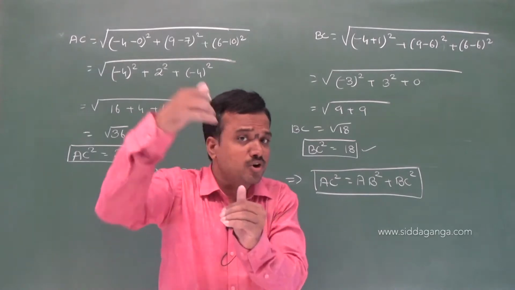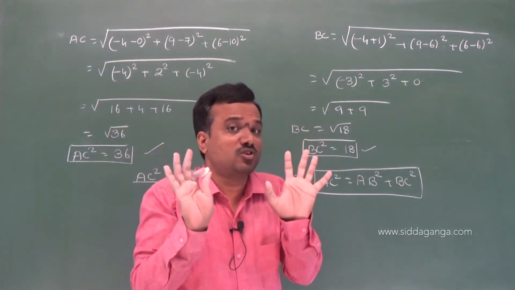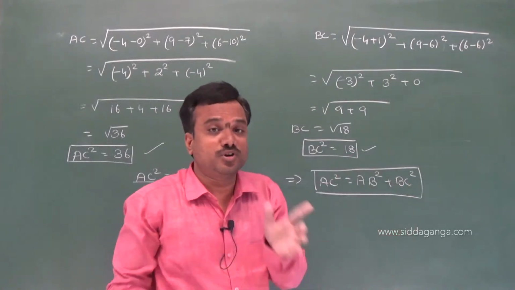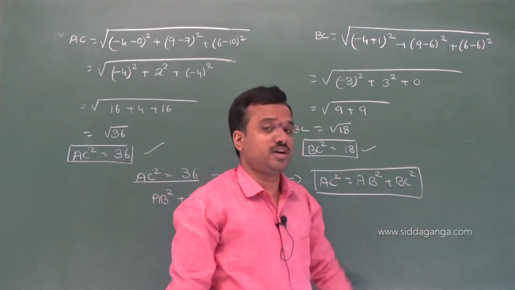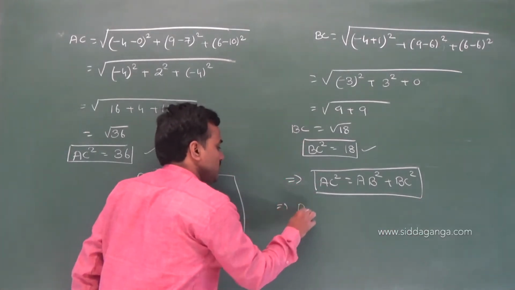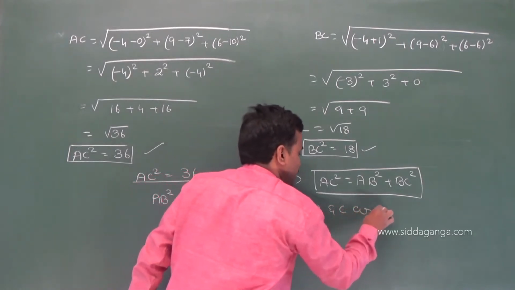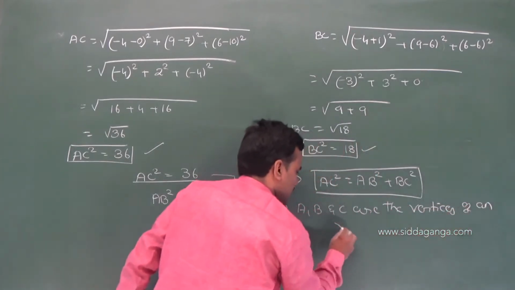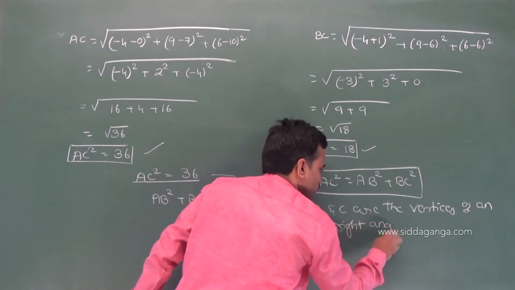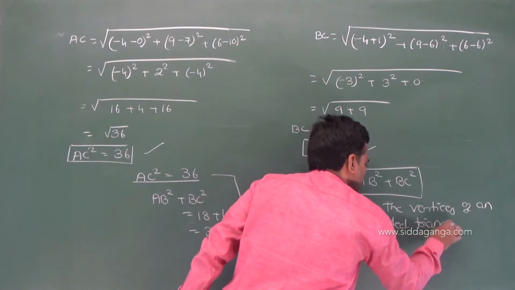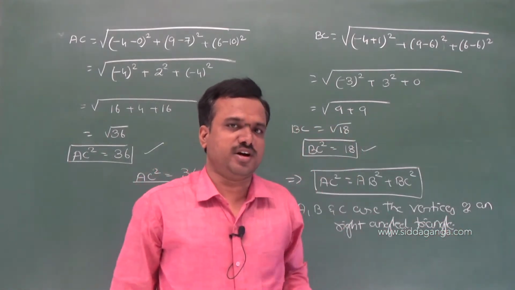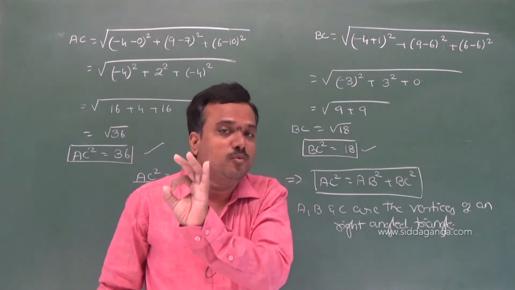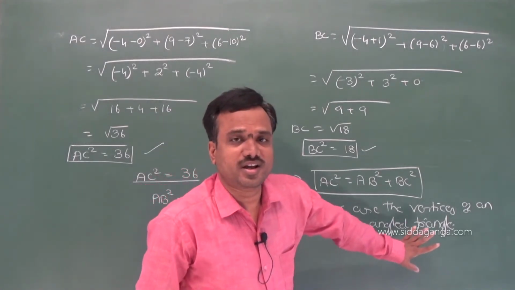In a right angle triangle, hypotenuse square, where the hypotenuse is the largest distance, is equal to the sum of the squares of the other 2 sides. If this condition satisfies, that implies A, B and C are the vertices of a right angled triangle. So if the Pythagoras property satisfies, then these 3 points are the vertices of a right angled triangle.